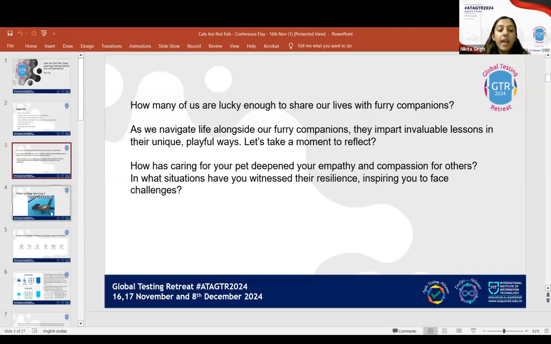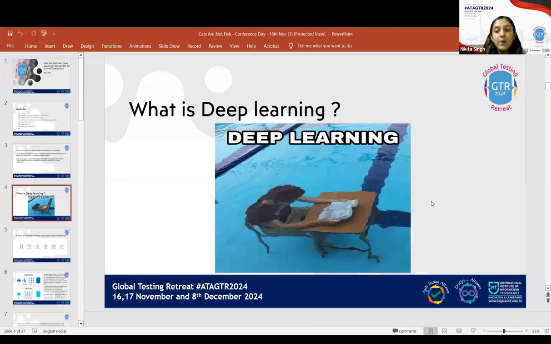Let's move ahead with deep learning. Can anyone tell me what I mean by deep learning, or whether they know about deep learning or not? And I think this is exactly what I mean by deep learning, right?